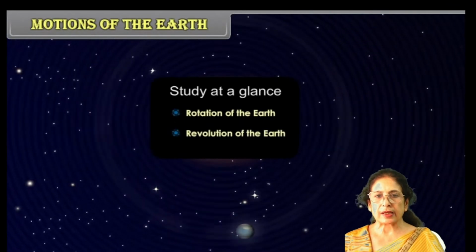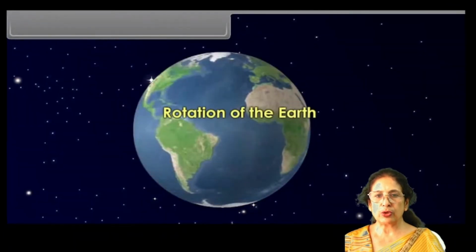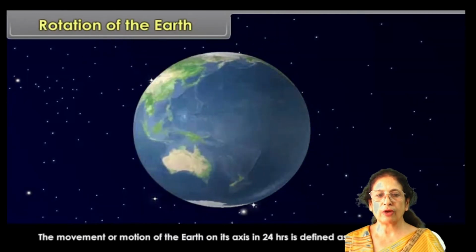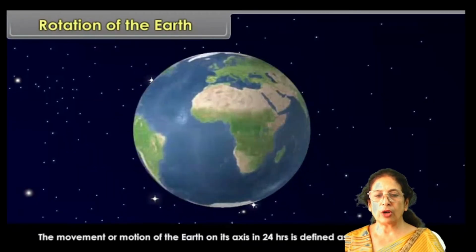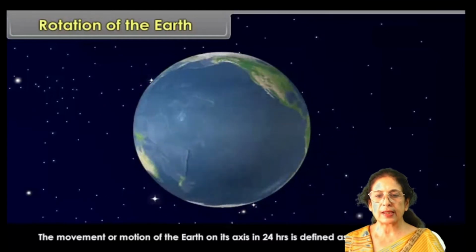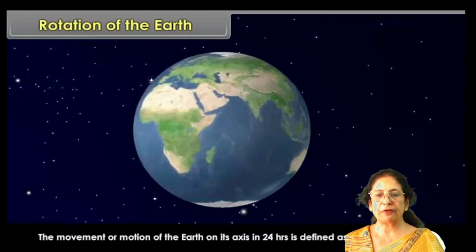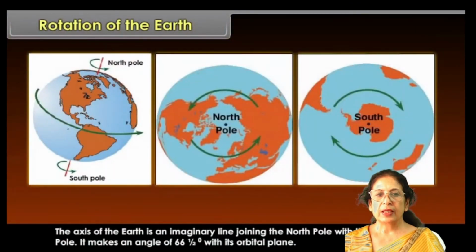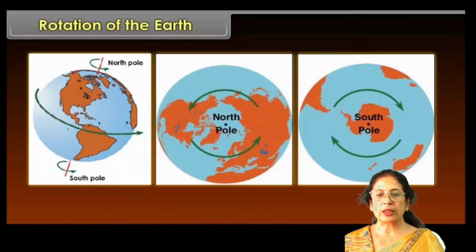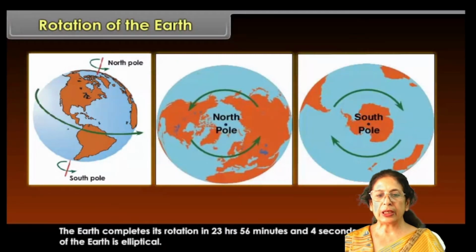Study at a glance. Rotation of the earth and the revolution of the earth. Rotation of the earth. The movement or motion of the earth on its axis in 24 hours is defined as rotation. The axis of the earth is an imaginary line joining the North Pole with the South Pole. It makes an angle of 66.5 degrees with its orbital plane. The earth completes its rotation in 23 hours, 56 minutes and 4 seconds.